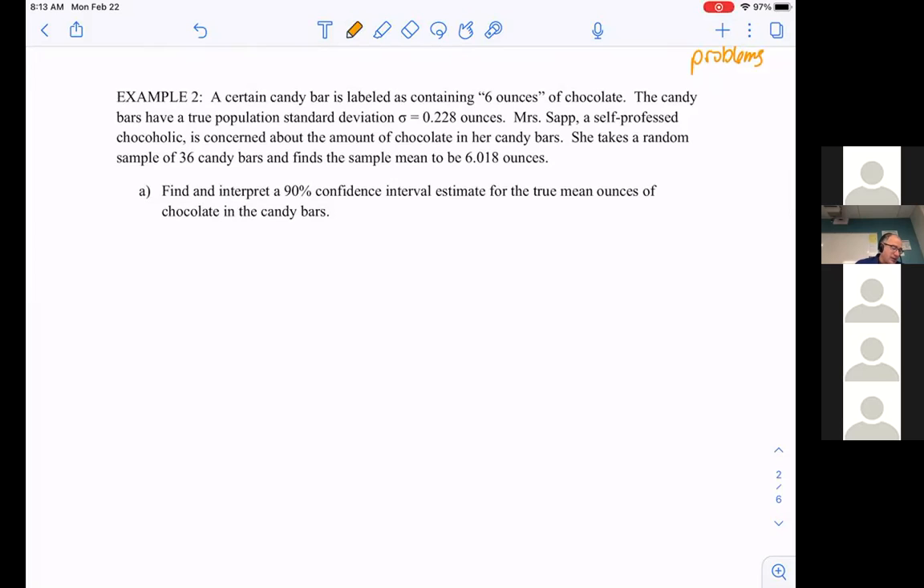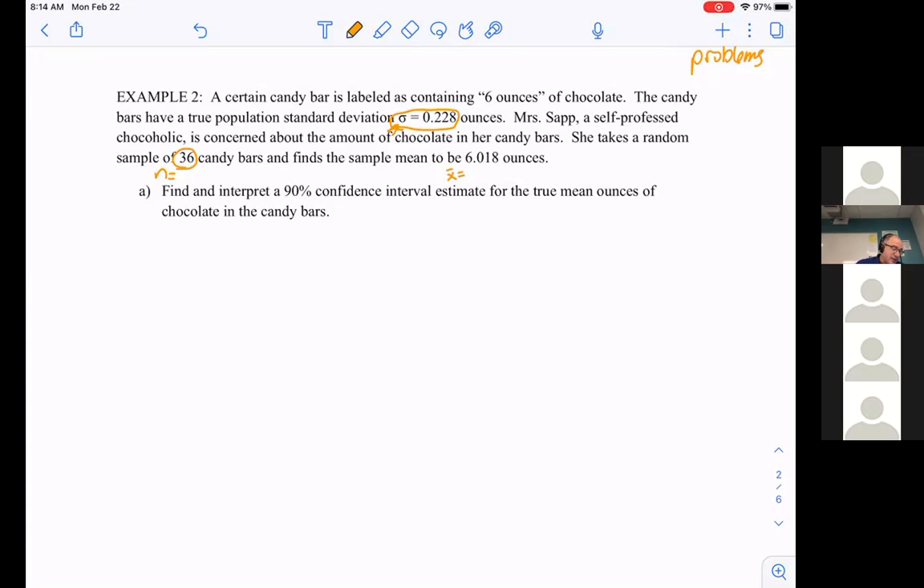Example 2: a certain candy bar is labeled containing 6 ounces of chocolate. The candy bars have a true population standard deviation of 0.228. So this is identified as a true population standard deviation, which means I'm going to do a Z interval. Mrs. Sapp, who's a self-professed chocoholic, is concerned about the amount of chocolate in her candy bars. She takes a random sample of 36 candy bars, so I know n equals 36, and finds the sample mean to be 6.018.